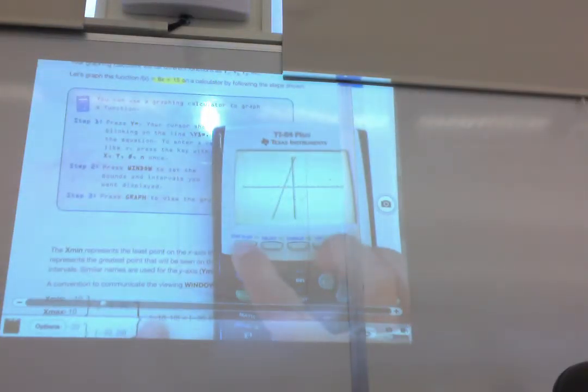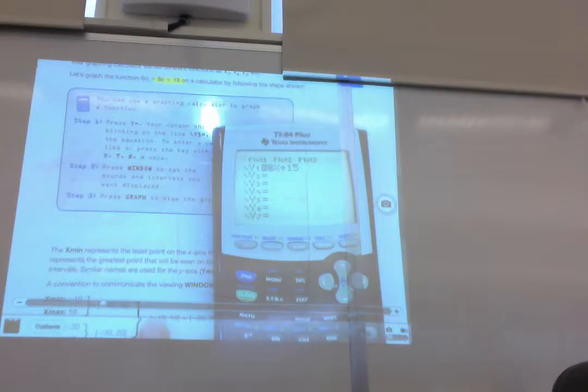Okay, did you go back to y equals? Did you put in this? 8x plus 15. You got that in y equals? Now press graph. Oh, I should have erred. Okay.